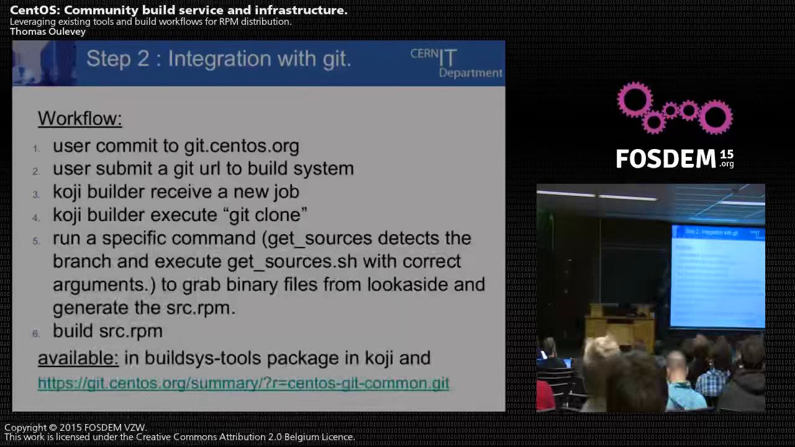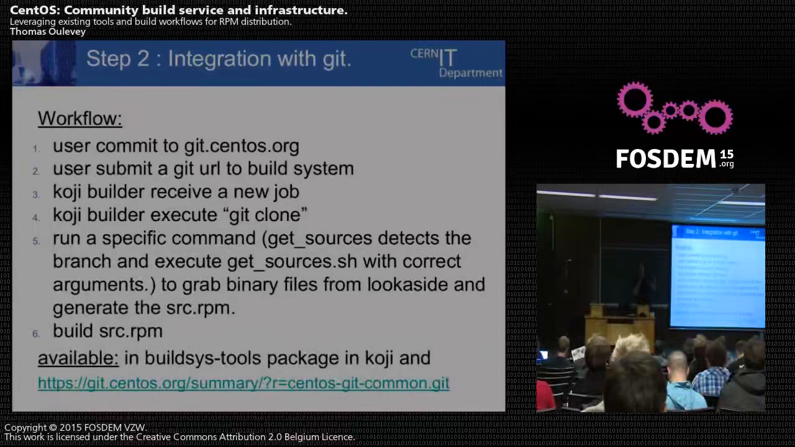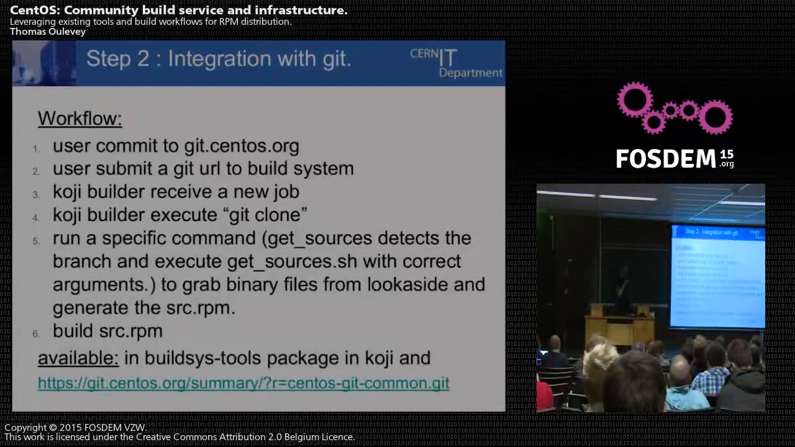So there's some magic. It's available in the CBS tools, the CentOS Git command, so you can have a look at this script if needed. Basically, it looks for binary packages on a lookaside cache, downloads them, and then you have all the sources needed for building the RPM. And the final step, of course, is to build the source RPM that has been generated like that. Everything is available in the build sys tool package that we build in Koji. So if you want to have a look as well, you can just download that or go to Git to have all the tools.